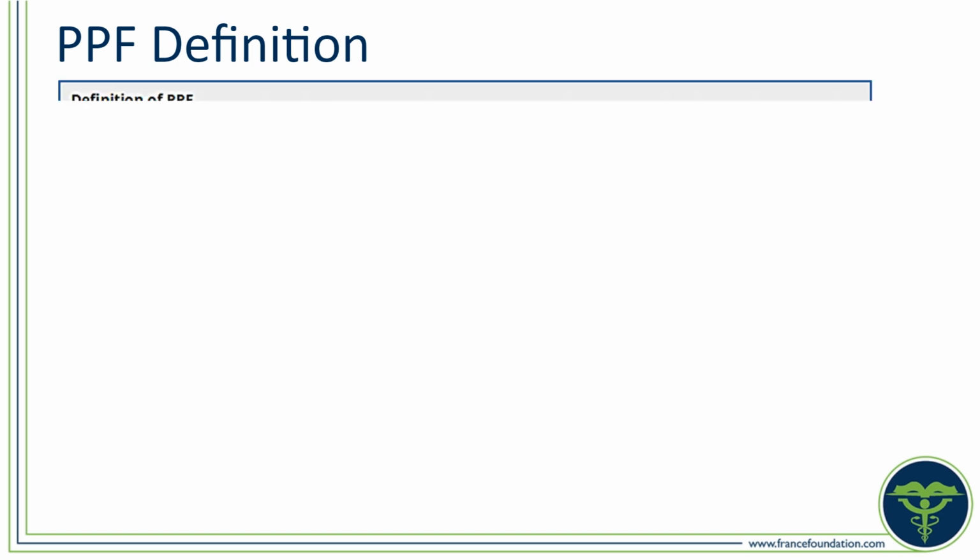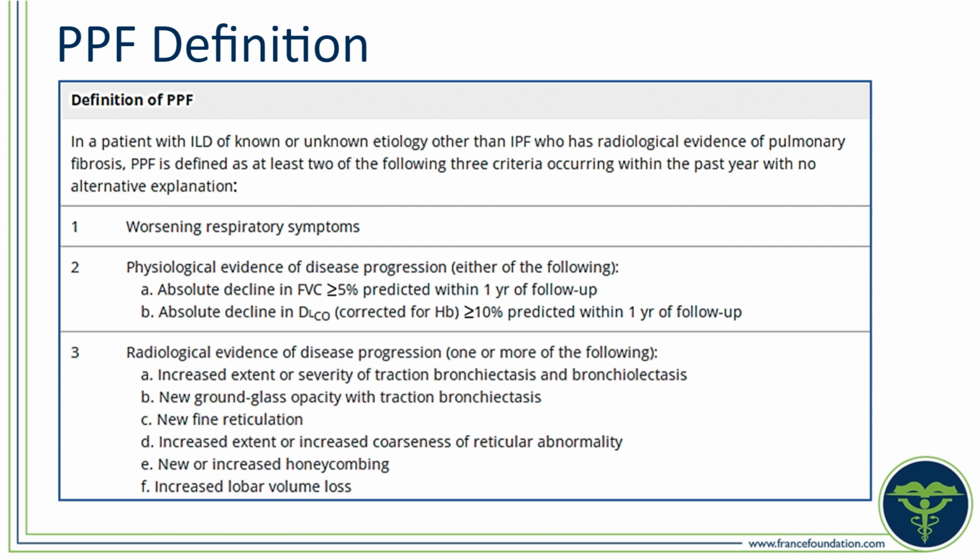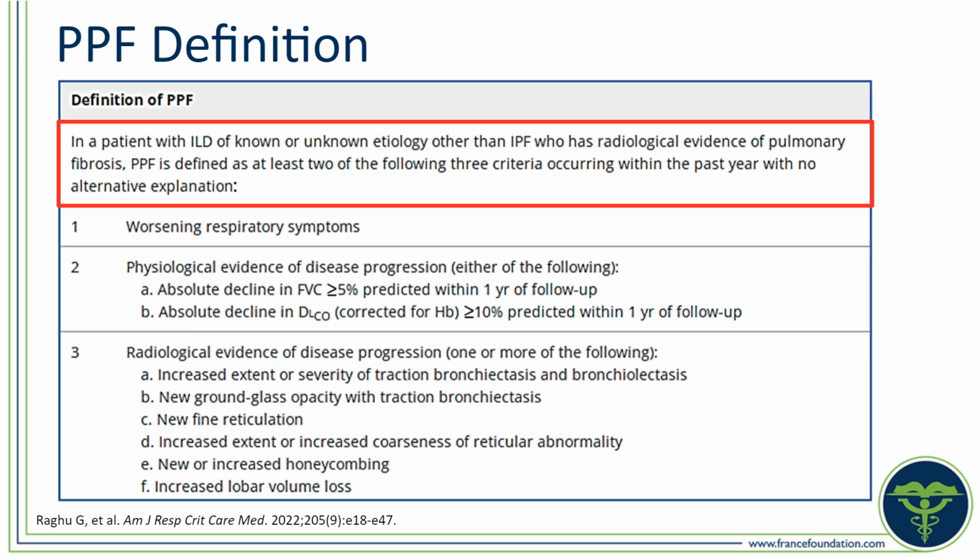In 2022, the American Thoracic Society collaborated with a number of respiratory societies throughout the world to develop a definition for progressive pulmonary fibrosis, or PPF. And this was largely based on expert opinion. The definition is in a patient with ILD of known or unknown etiology other than idiopathic pulmonary fibrosis who has radiological evidence of pulmonary fibrosis.